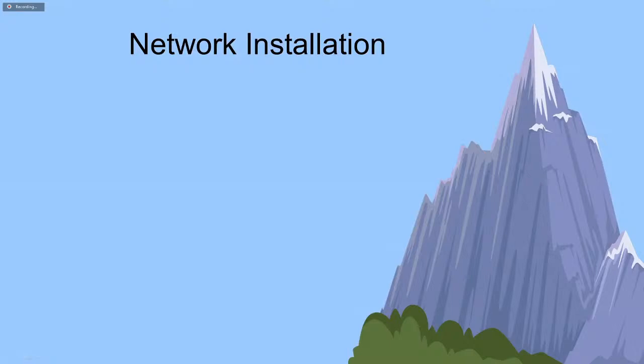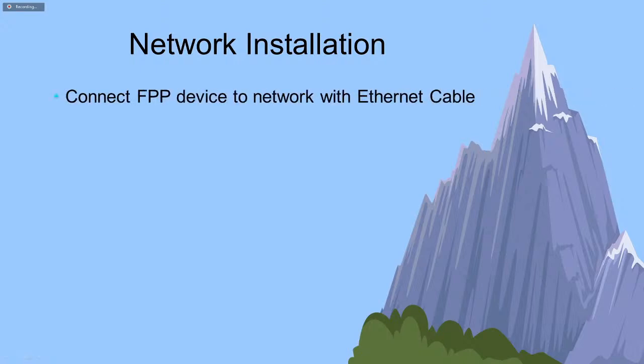The network installation method is similar to the USB tethering method, and it's probably the most commonly used installation method because all the devices with an Ethernet adapter can be installed this way. So connect your FPP device to your network using an Ethernet cable. Make sure it's connected to an Ethernet port.